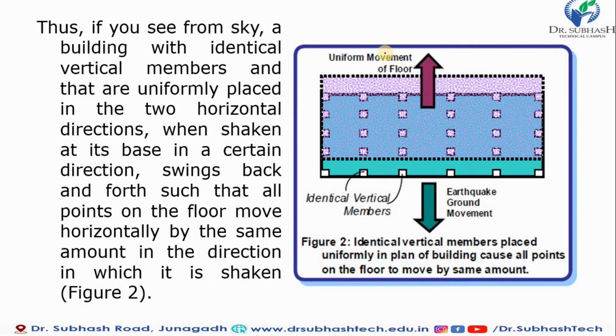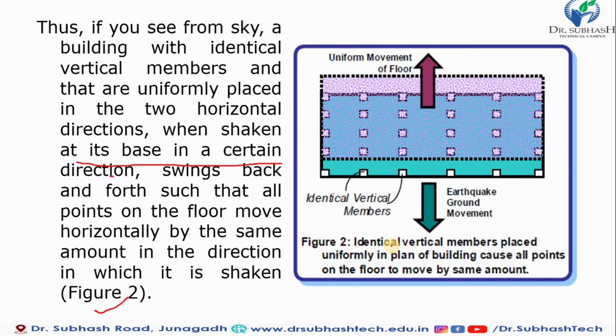Thus, if we see the sky, a building with identical vertical members uniformly placed in the two horizontal directions, when shaken in a certain direction during the earthquake, swings back and forth such that all the points of the floor move horizontally by the same amount in the direction in which it is shaken. That will be seen in figure 2.